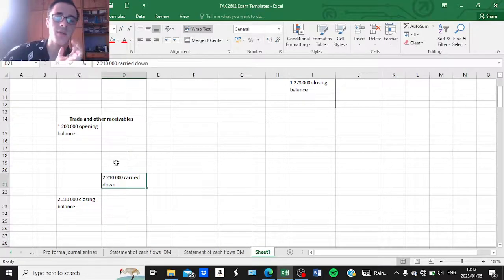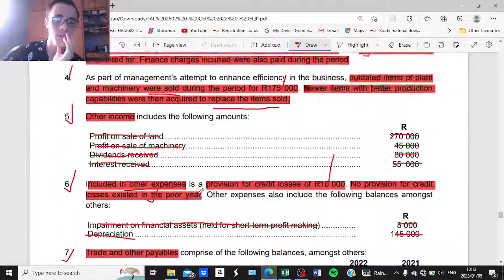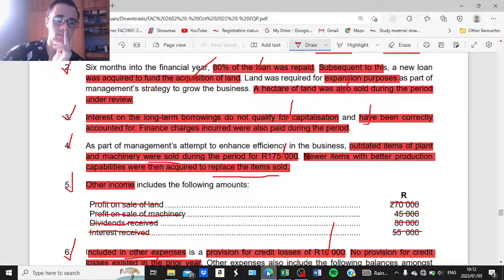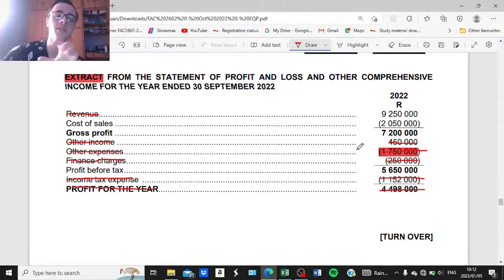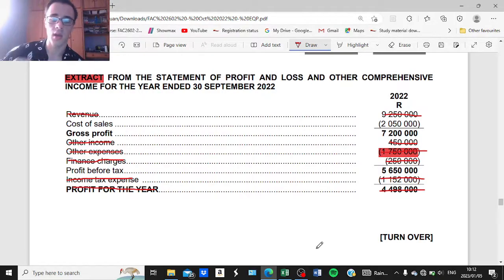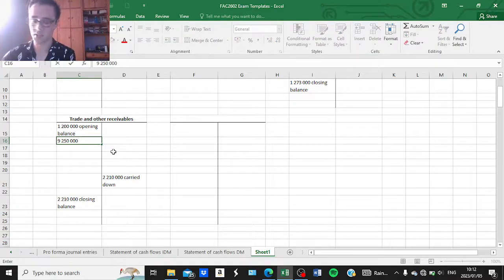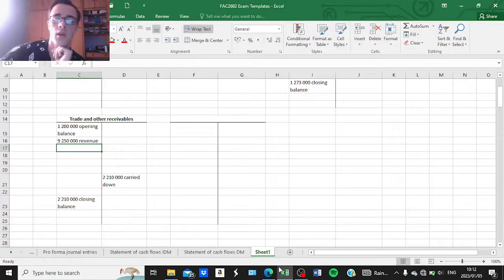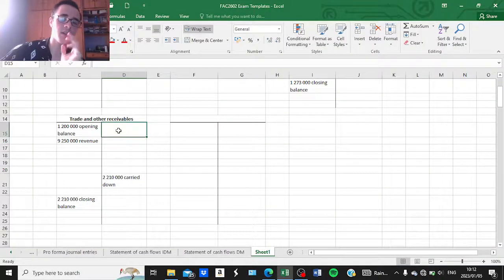All right. Keep in mind once again that we have added back the allowance for credit losses for the purpose of calculating the correct amount of cash received. The important item in this general ledger account that we need to consider will be revenue, which would have increased the value of trade and other receivables, amounting to 9,250,000. So this was revenue for the year. So according to this assumption, all sales are made on credit. Okay. So the balancing figure on the credit side will give you the amount of cash received from customers.